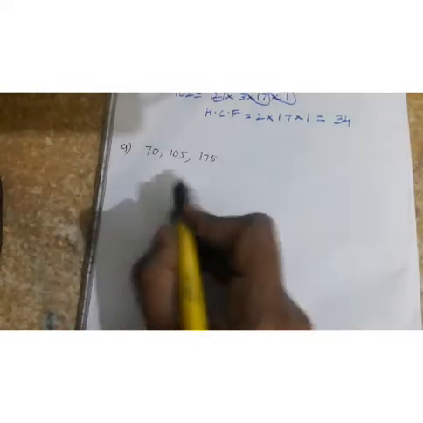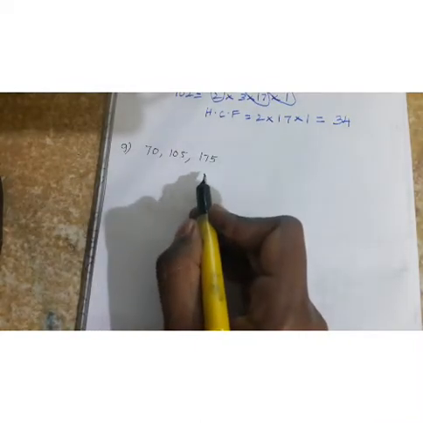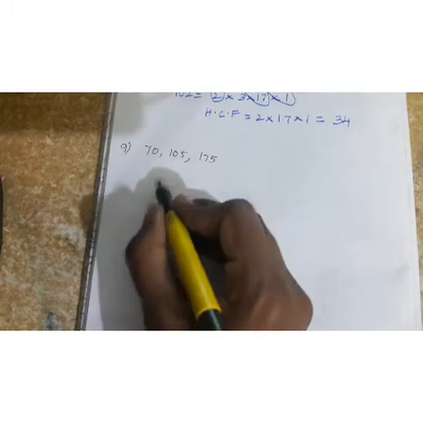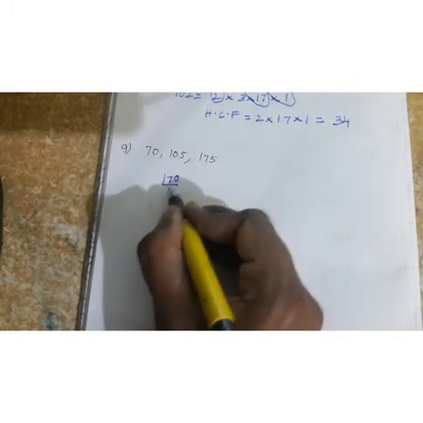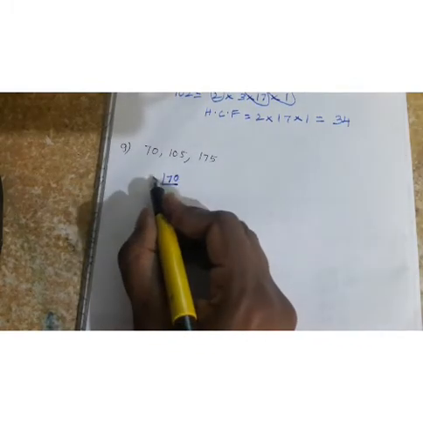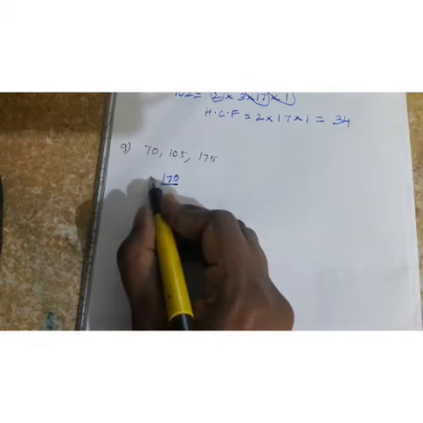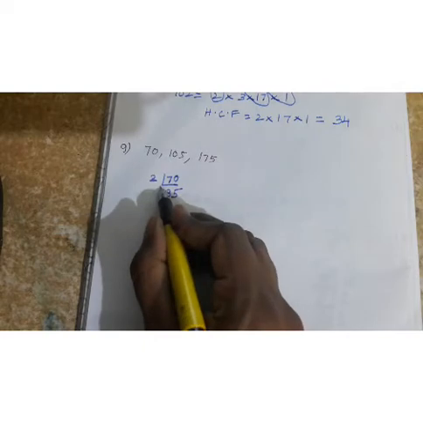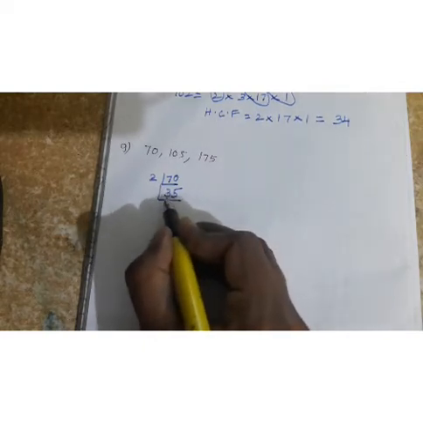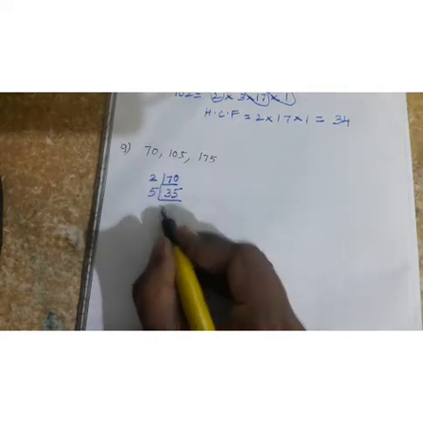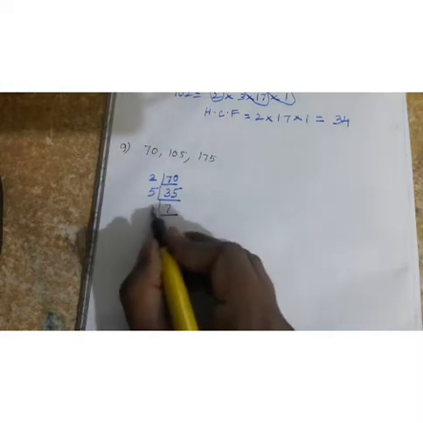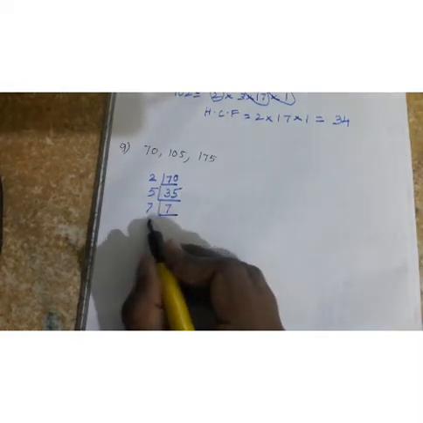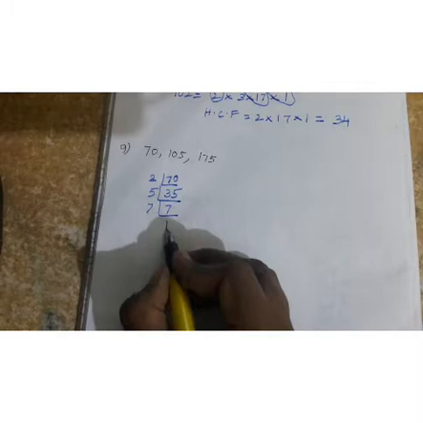Part G, 70, 105, 175. First find the prime factors of 70. Always begin with the smallest prime number. Smallest prime number is 2. 70 divided by 2 gives 35. 35 divided by 5 gives 7. 7 is the prime number which divides by itself. 7 divided by 7 gives 1.